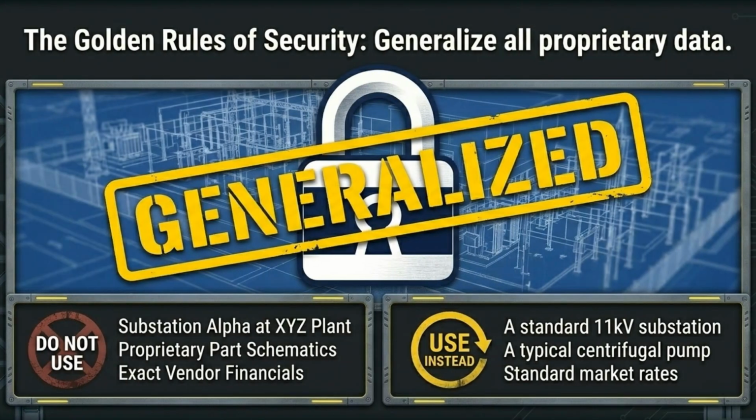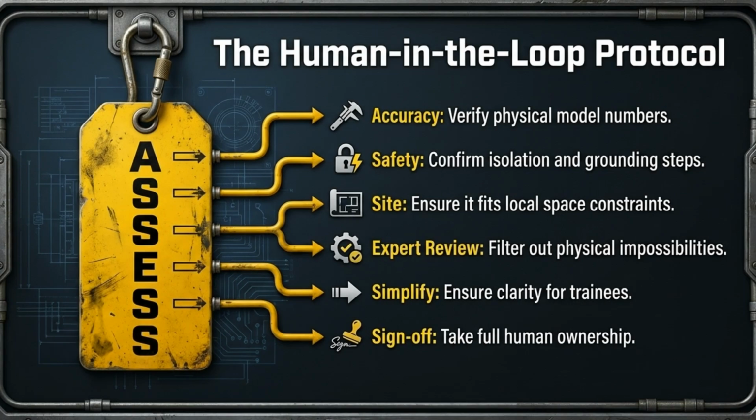Security is paramount. Always generalize your data by removing proprietary information, specific plant names, or exact financials. Use standard industry terminology instead. Always follow the human-in-the-loop protocol. You must assess all AI outputs for accuracy, safety, and physical feasibility before taking full ownership of the final result.